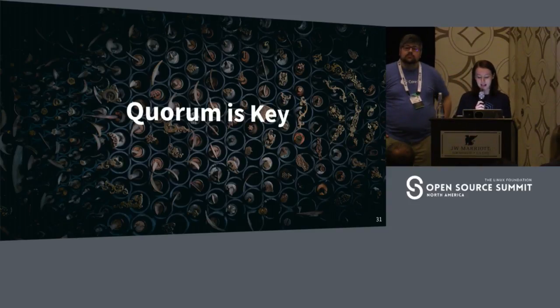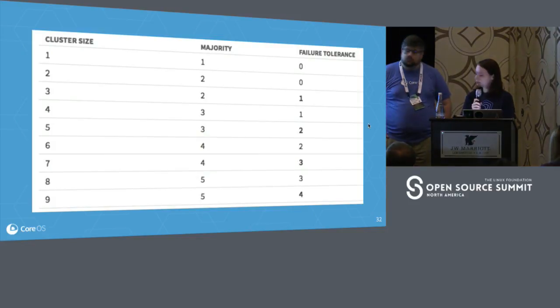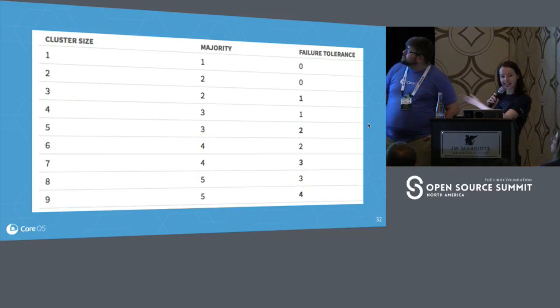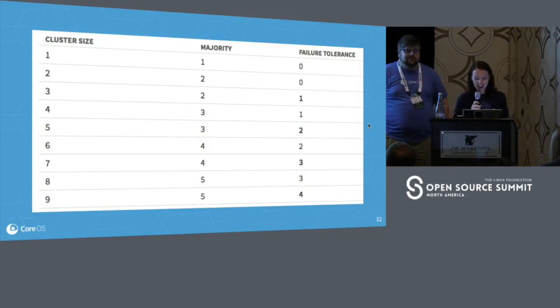The difference can be seen by comparing even and odd-sized clusters, as you can see on this handy-dandy little chart that we made. For any odd-sized cluster, adding one node will always increase the number of nodes necessary for a quorum. Although adding a node to an odd-sized cluster appears better since there are more machines, the fault tolerance is actually worse since the exact same number of nodes may fail without losing quorum.